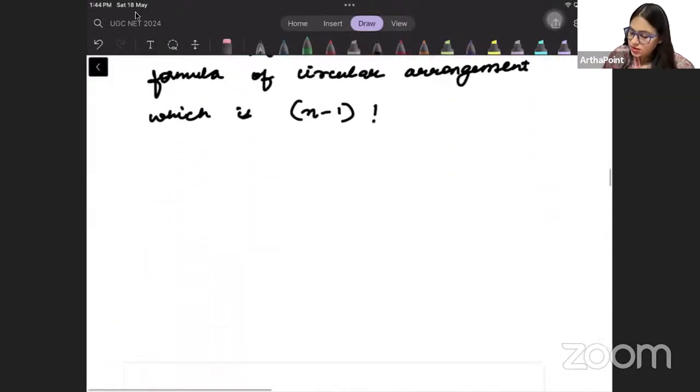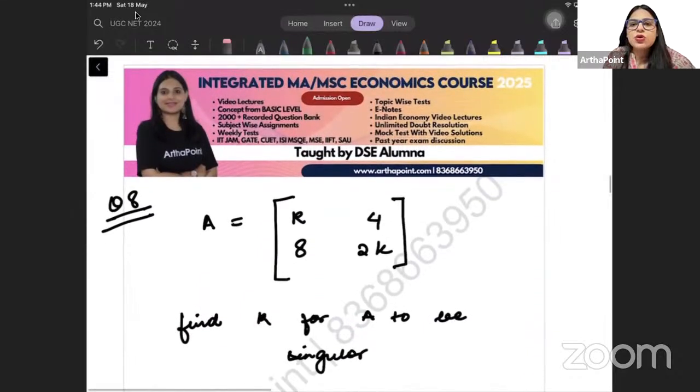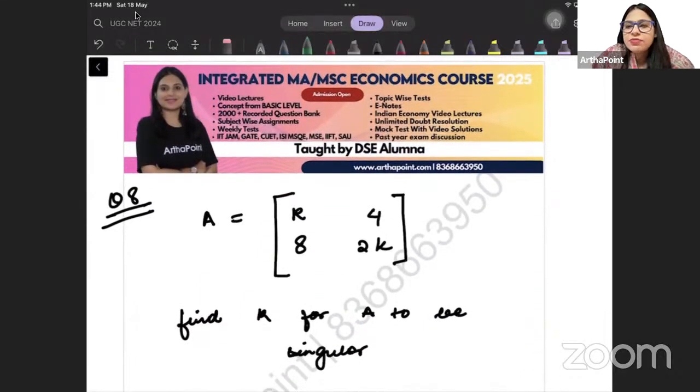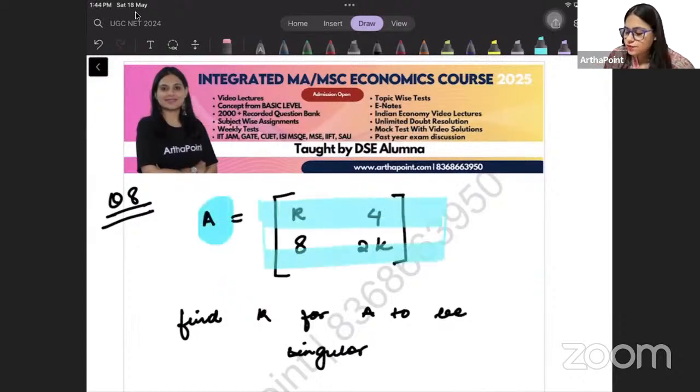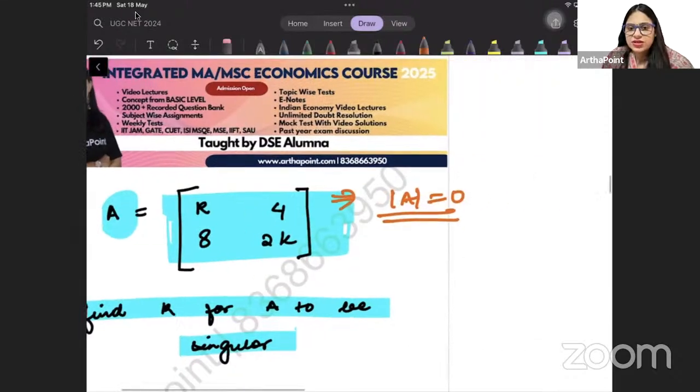Okay, beta. Let's come to the next question. So now, as I told you, there can be a question on a matrix being singular. So this was question number 8. You have a matrix given to you and it simply asked what is the value of K so that the matrix is singular. So we just have to use the property that a matrix will be singular when determinant of A will be 0. So you just find the determinant.